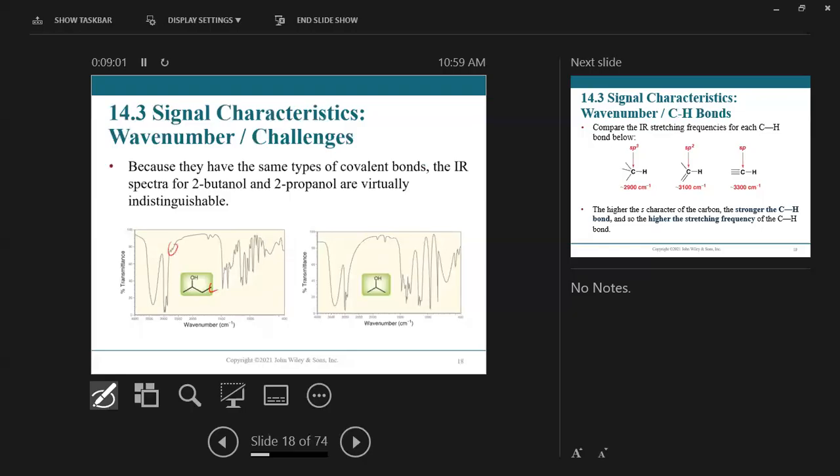See, this one has this that's missing. This one has this right here. And you can go in the fingerprint region too to distinguish the two.